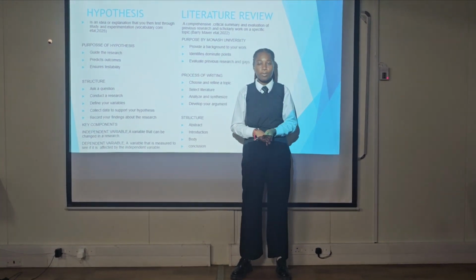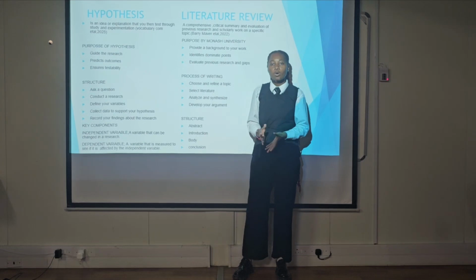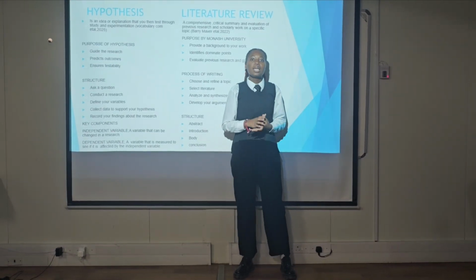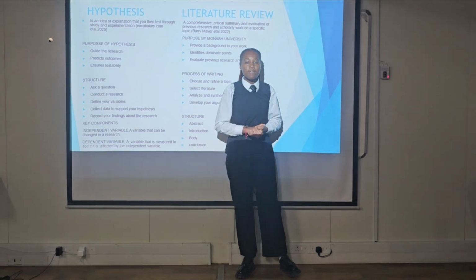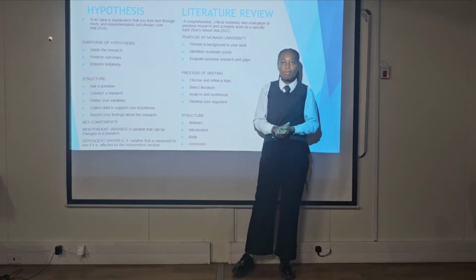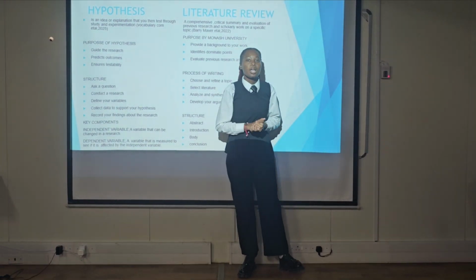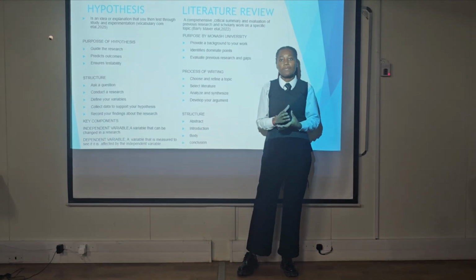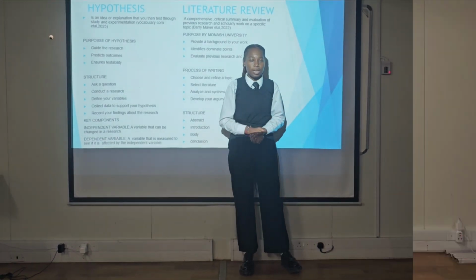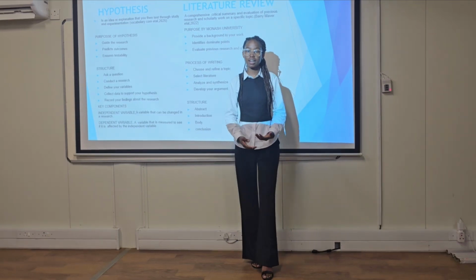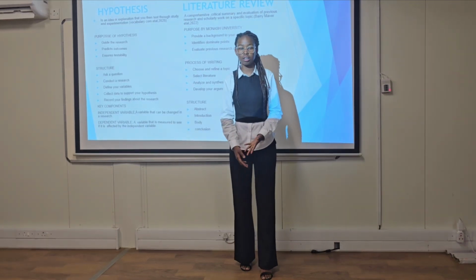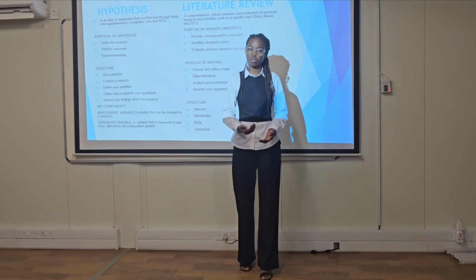Moving on to the components of a research. We have two components of a research, namely independent and dependent variable. An independent variable is a variable that is changed in a research, while a dependent variable is affected by the independent variable. A literature review is a comprehensive critical summary and evaluation of previous research on a certain topic.